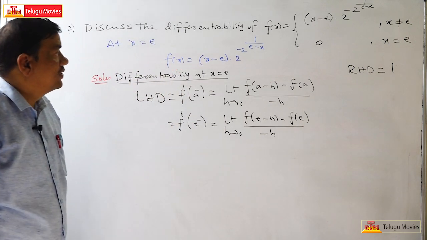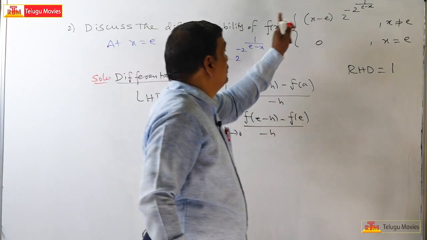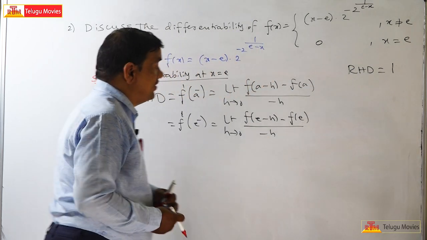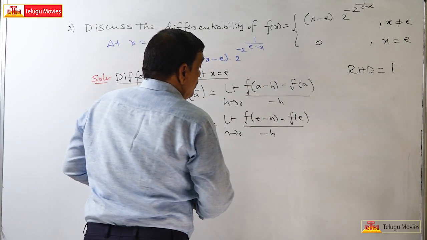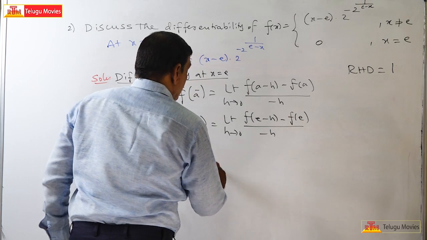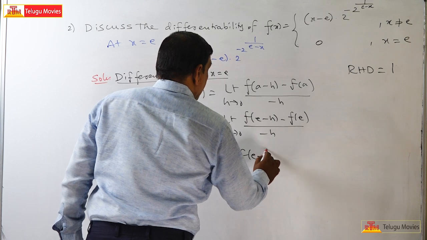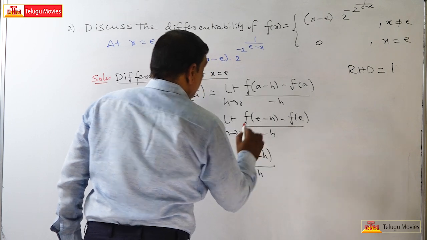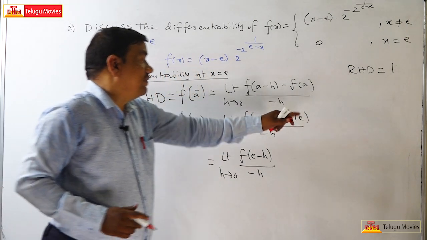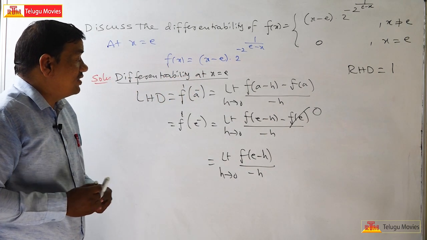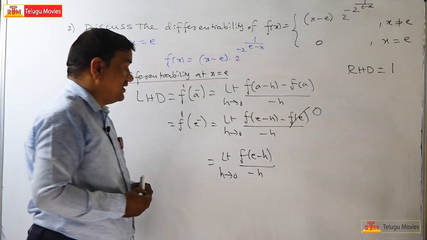Right, f of e value is equal to how much? F of e value is 0. At x is equal to e, f of e value is 0. So this f of e value will become 0. Limit h tends to 0, f of e minus h by minus h. Now let us find out the value of f of e minus h.